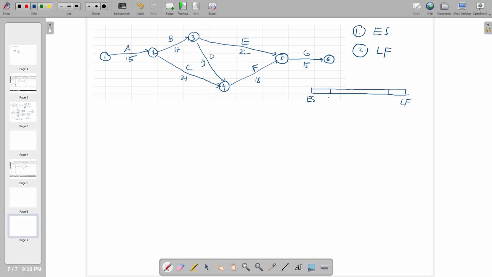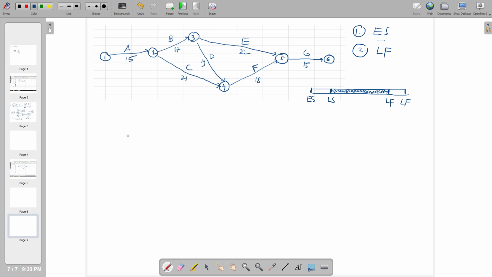In between, this one could be the late start, and this one will be the late finish. Now, whether the late start will be merging with the early start, or the late finish, depends on the situation. But this is the structure, right? And in between is the duration. Okay. So let's calculate the early start first.